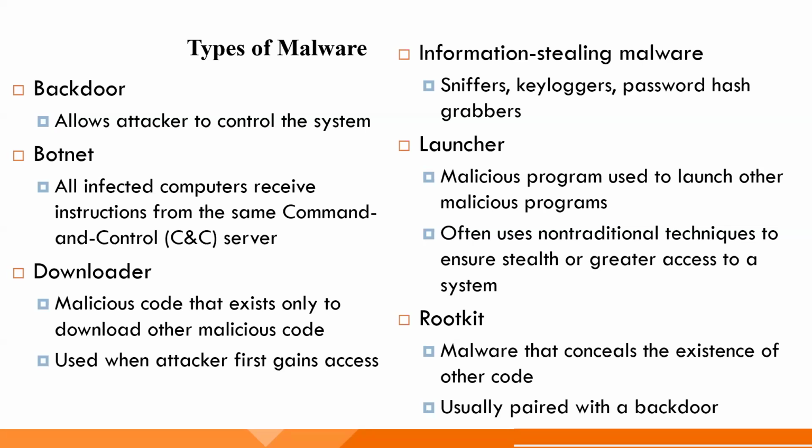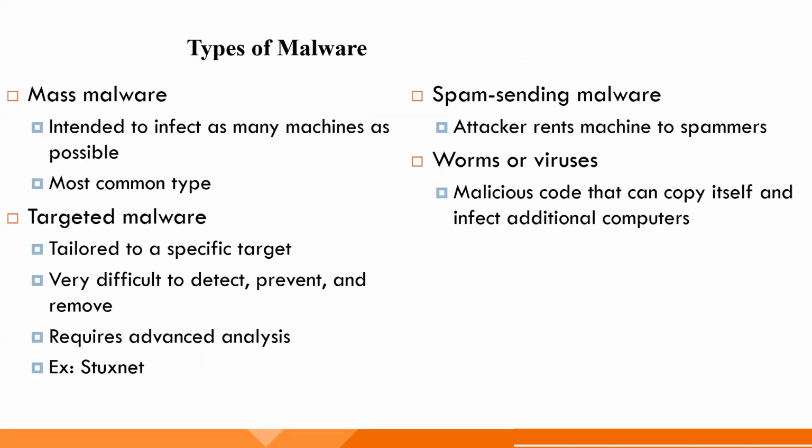We have also rootkits, which are malware that conceal the existence of other code. They are usually paired with backdoors to allow access to computer systems. We have mass malware. These are malwares that are intended to infect as many machines as possible. They are the most common types of malware currently being used by malware threat actors. They develop this because they are targeting as many machines as possible, by any chance that the malware spreads over the network.